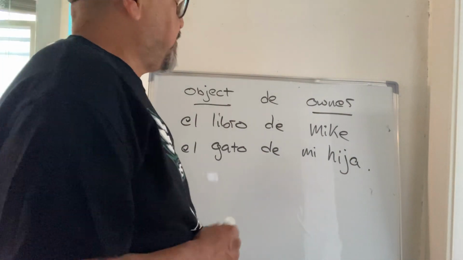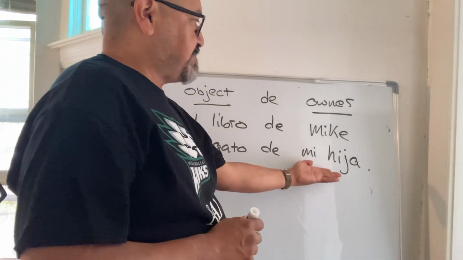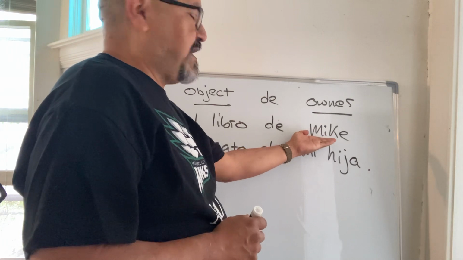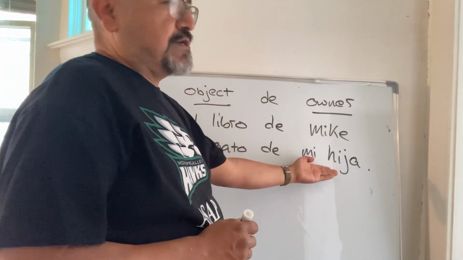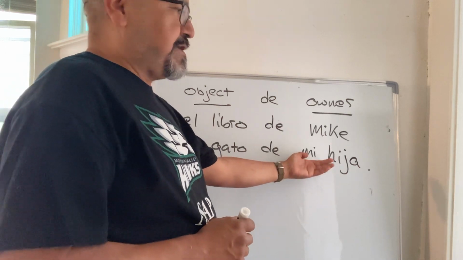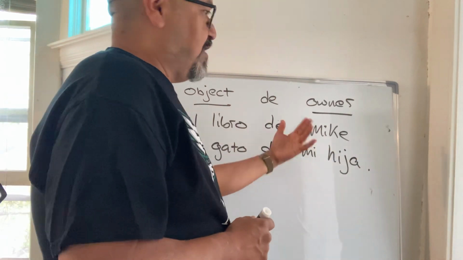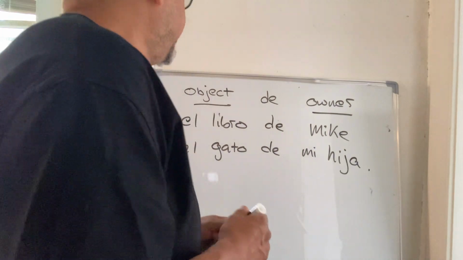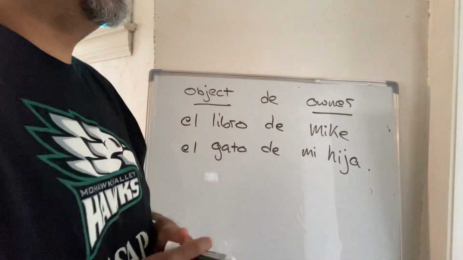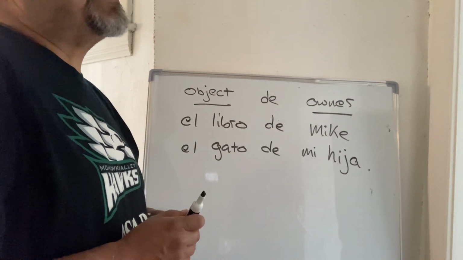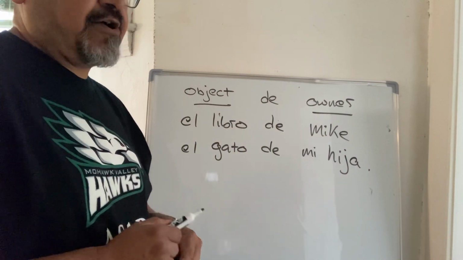Because once again, remember, it doesn't need to be a proper noun, all right? I mean, you can use names and whatnot. You can also use common nouns, you know, boy, girl, whatever, all right? But in Español, we don't do apostrophes at all.